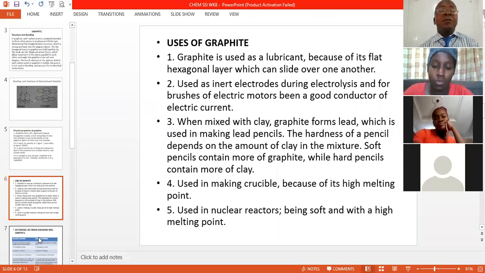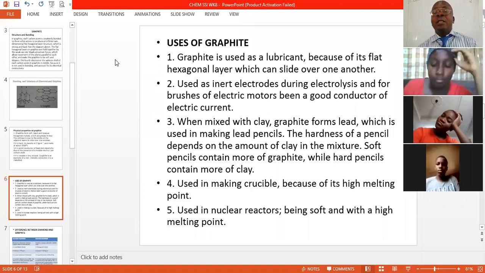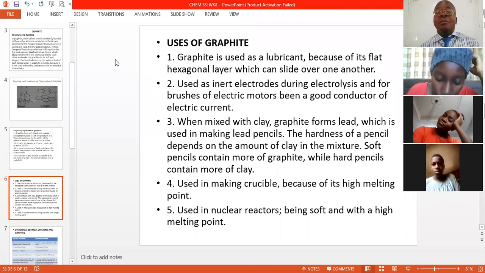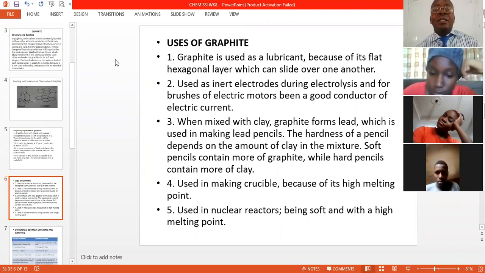Because graphite is soft, it is used as a lubricant because of its soft nature. Number two, graphite is used as inert electrodes during electrolysis. Use them as electrodes because they are good conductors, during electrolysis and for brushes of electric motors, being a good conductor of electric current.